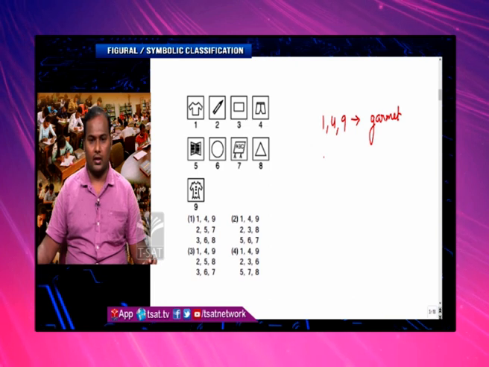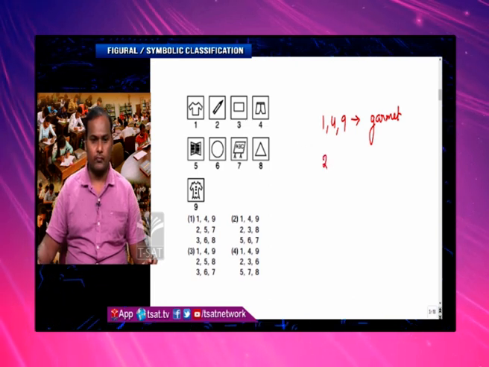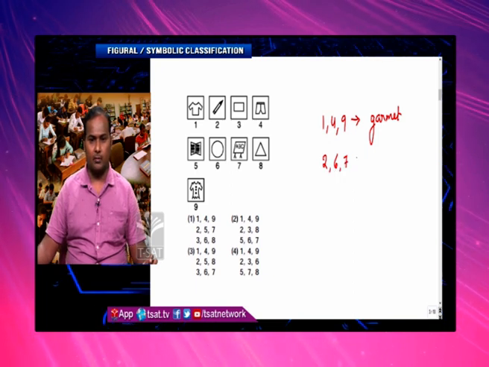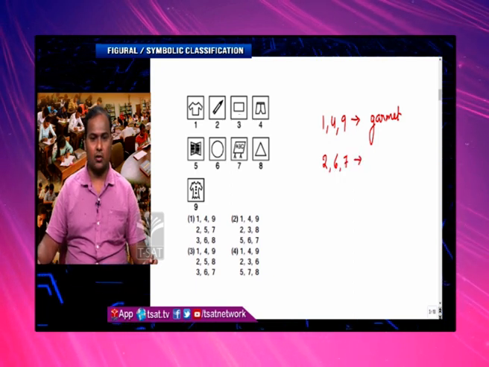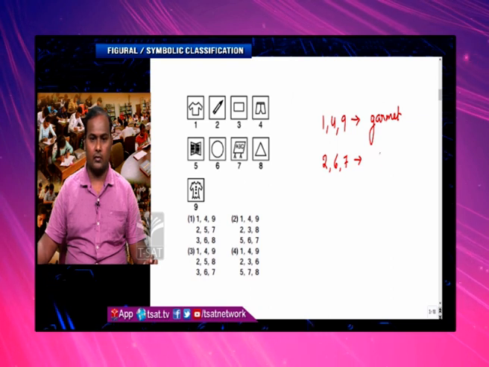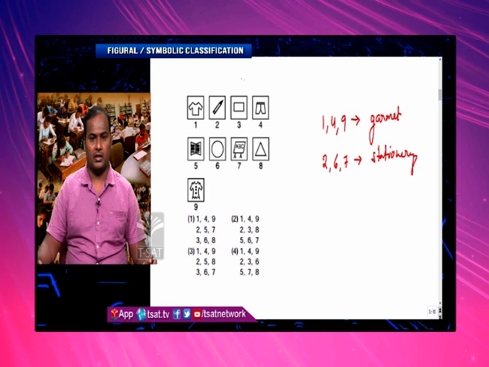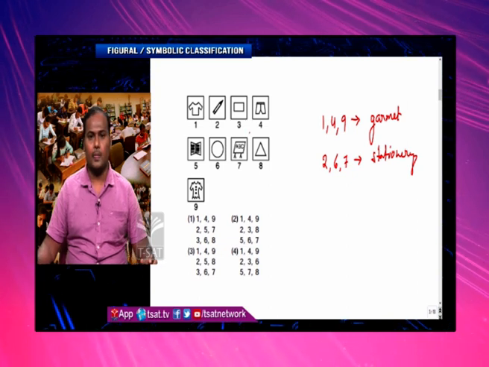So for figure number 2, 6 and 7, these three can be classified based on the character of stationery. Based upon the character of stationery, and he is talking about all stationery items here.